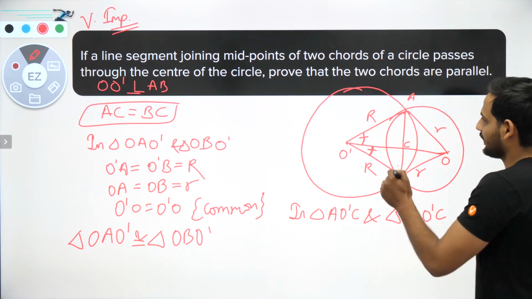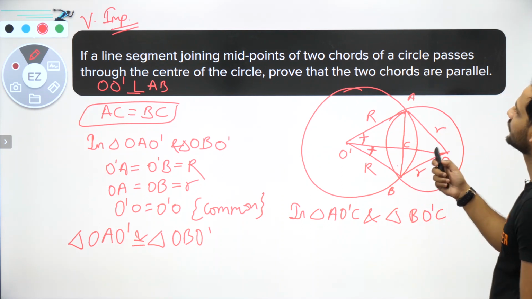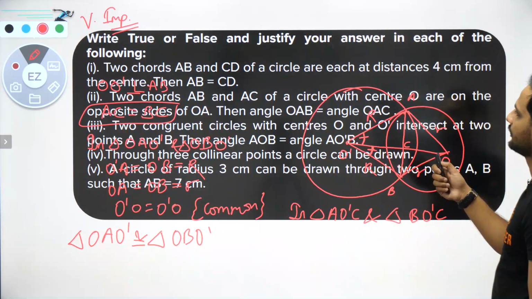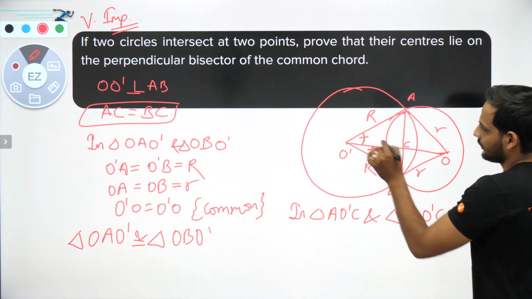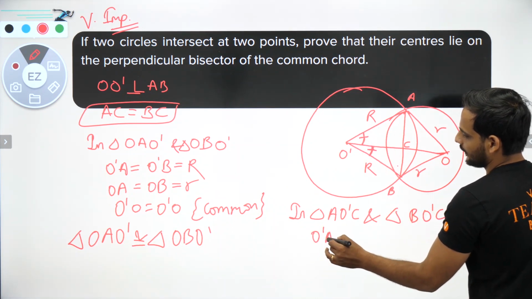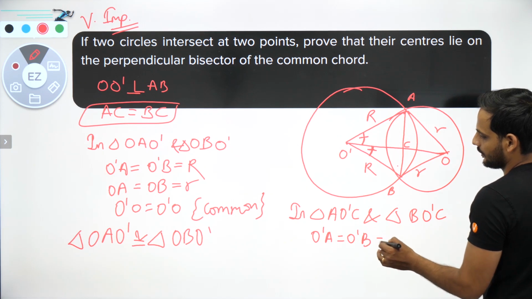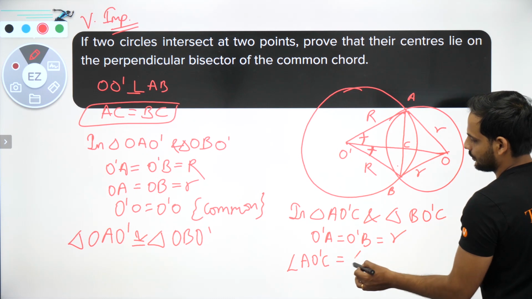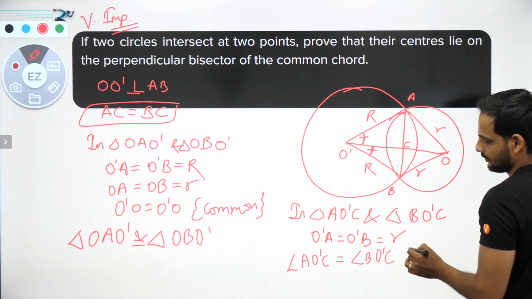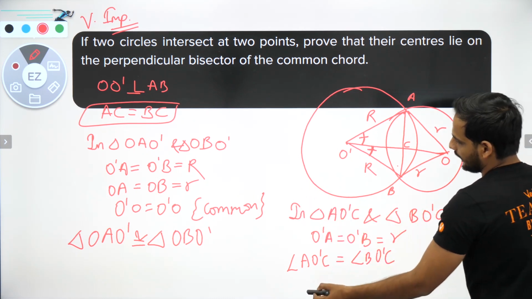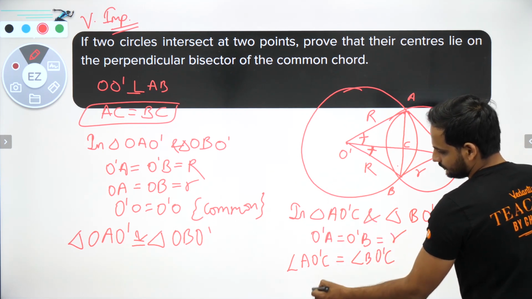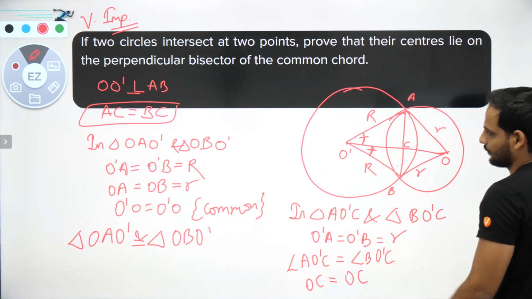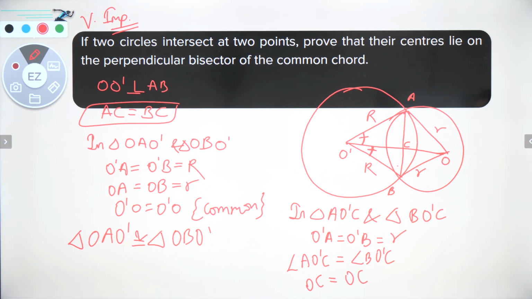Now I have all the three things. See what I have. O dash A is equal to O dash B is equal to R. Angle A O dash C is equal to angle B O dash C because of the proof of that part, and then I can say OC is equal to OC.